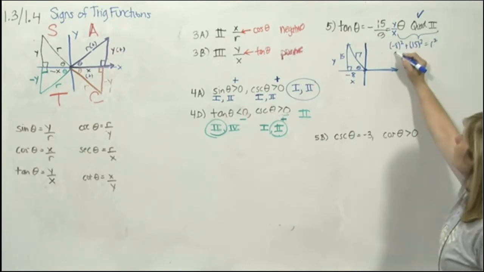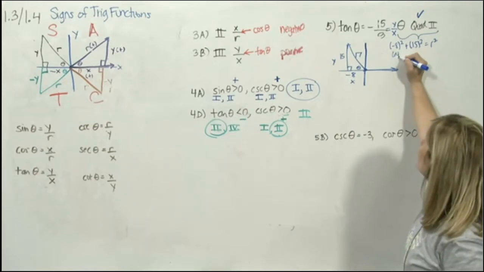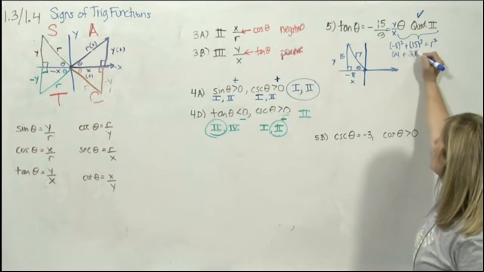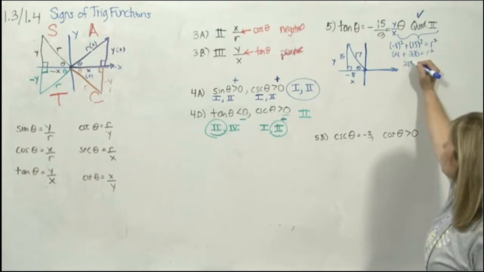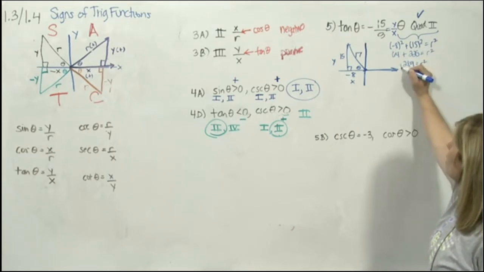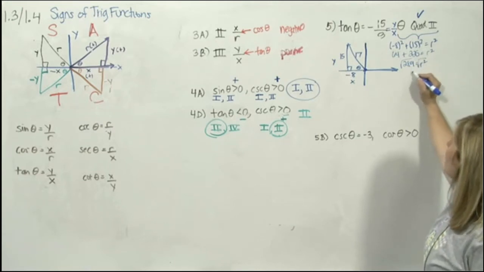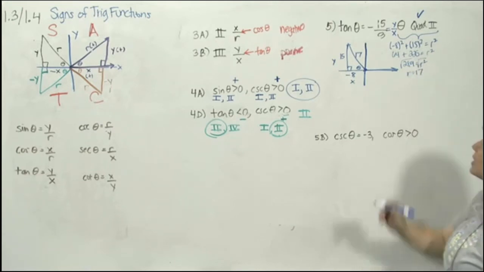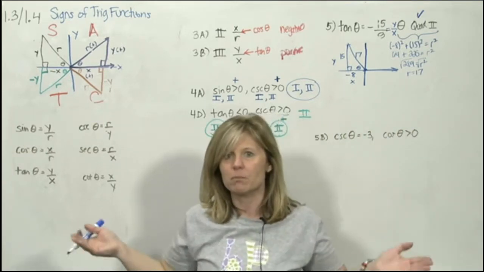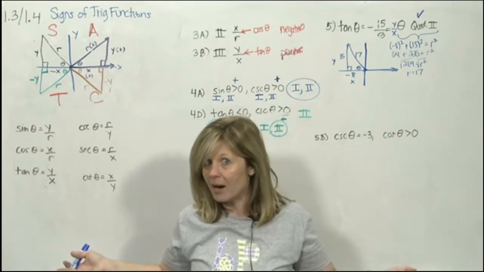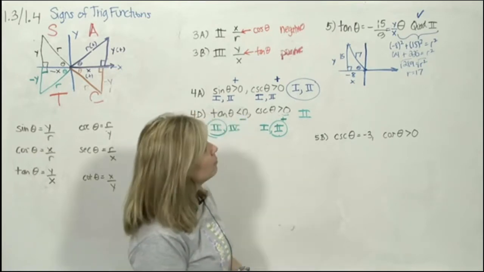r squared. Negative 8 squared is 64. 15 squared is 225 equals r squared. If you add them up, you get 289 equals r squared. You take the square root, and the square root of 289 is 17. But again, why do work if you can just memorize a rule? Fair? Now, you did all that.